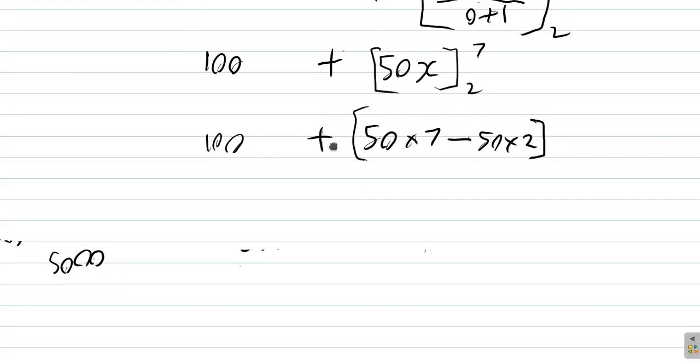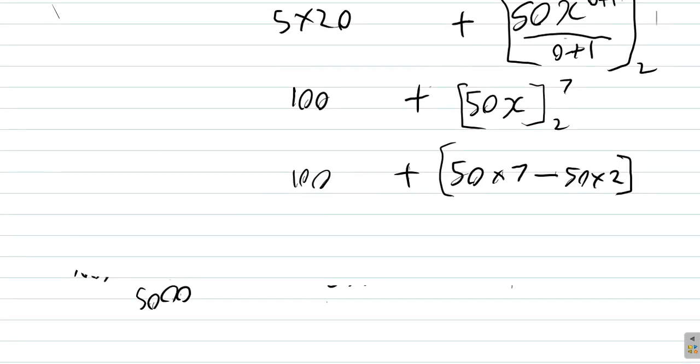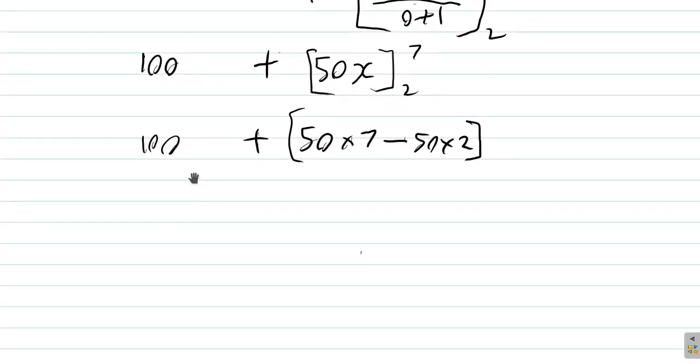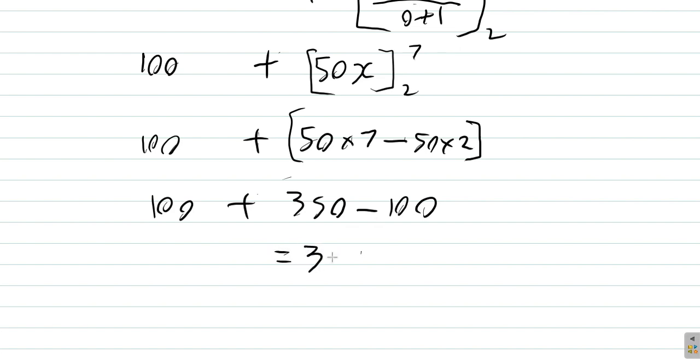So therefore, this is something that I was working on before. Erase it. Here, this is 100 plus what? 5, 7, 35. This is 350 minus 50 by 2, 100. So, 100 minus 100 is 0. So the answer is 350. See that? So that is the answer.